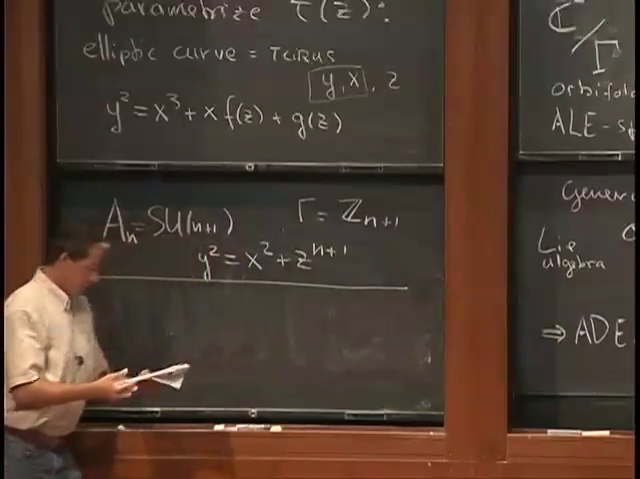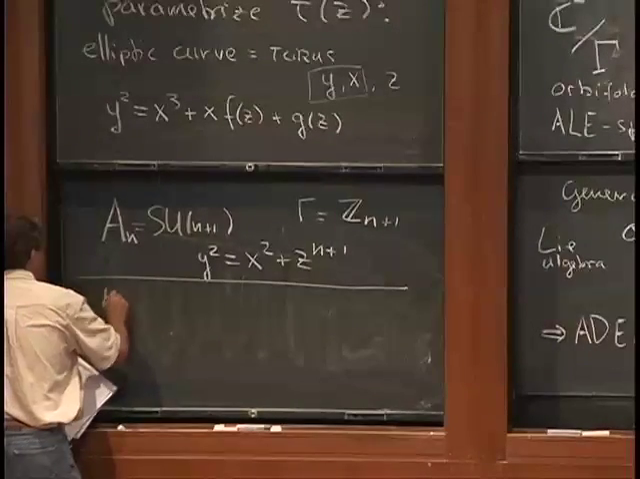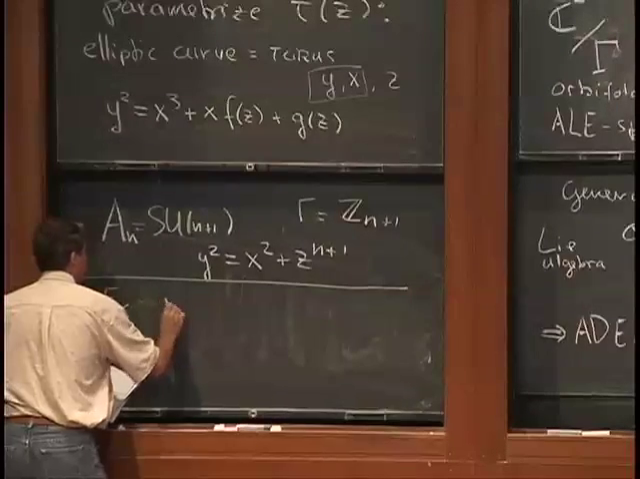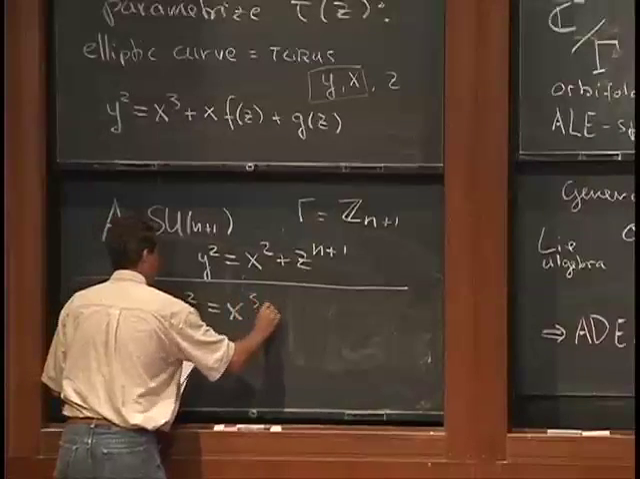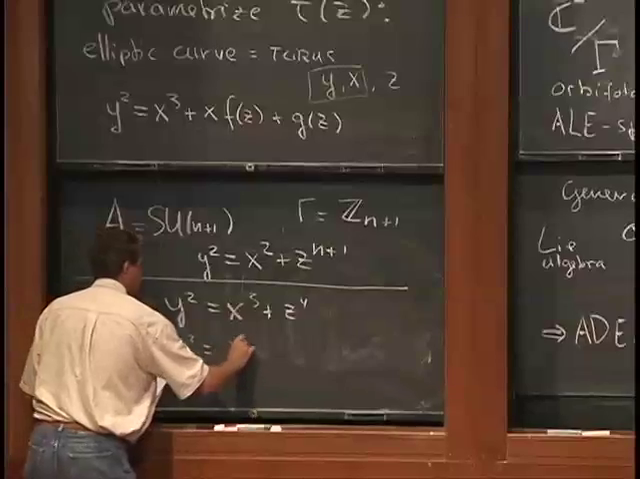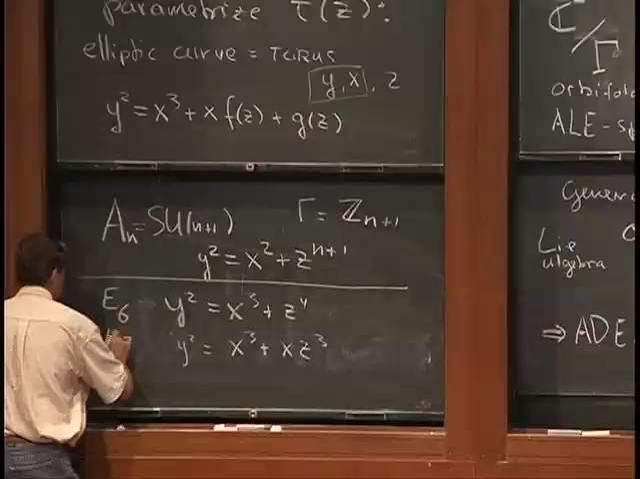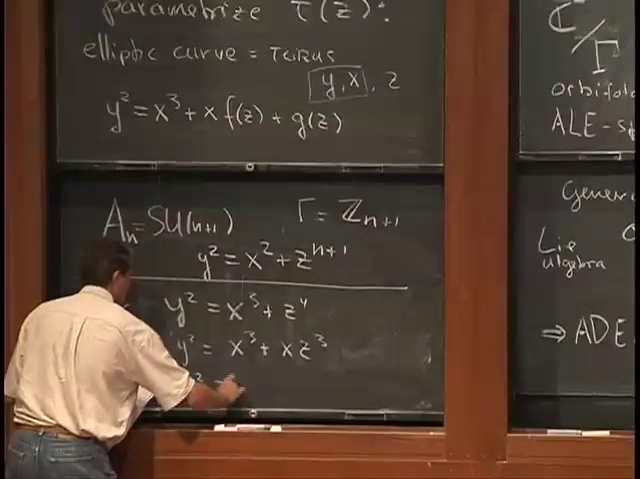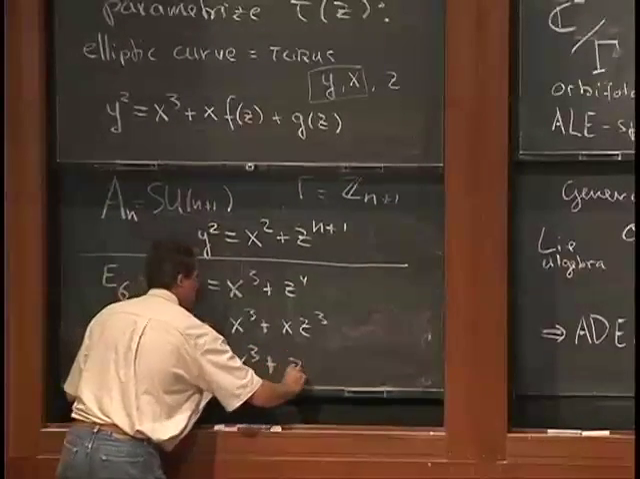Let me skip the DN's. There's also a DN series. Let me write down the E6. E7. E8. X cubed plus z to the 5th.